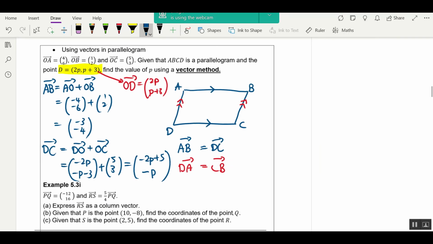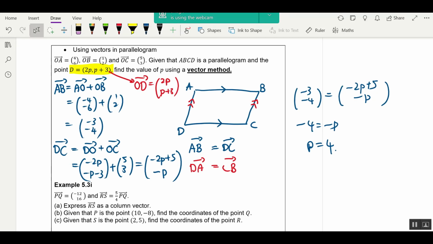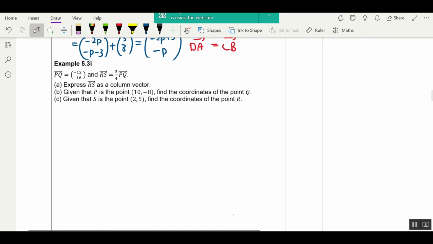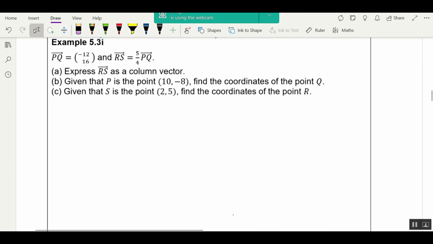Okay, and now because it's a parallelogram, minus 3, minus 4 is equal to minus 2P plus 5 and minus P. Now I just need to compare the Y coordinate. Minus 4 is equal to minus P, P is equal to 4. Okay, and this is how you use a vector method to find unknowns, or probably even to find the unknown coordinate. Okay, so next, the interchange between column vector and coordinates form.